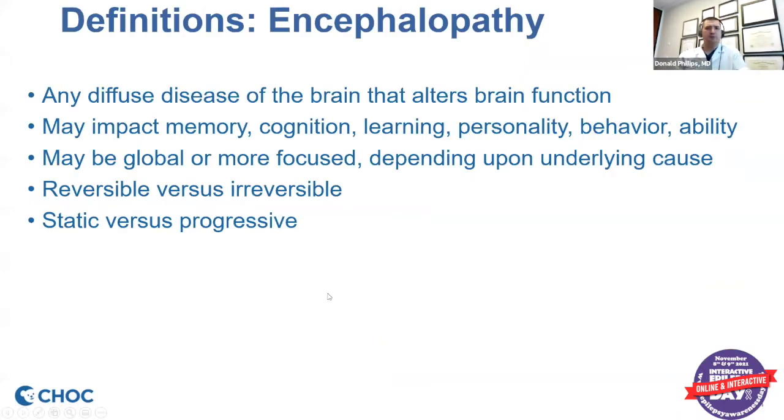So just briefly, encephalopathy is what we're still going to talk about because ESES can lead to an epileptic encephalopathy, and that's in the end what we're treating more than an EEG pattern. An encephalopathy is any diffuse disease of the brain that alters brain function. It may impact memory, cognition, learning, personality, behavior, ability, and may be global or more focused depending on underlying cause. Reversible versus irreversible: we're going to talk about the kind that is at least partially reversible. And static versus progressive: does it stay the same or does it get worse over time?